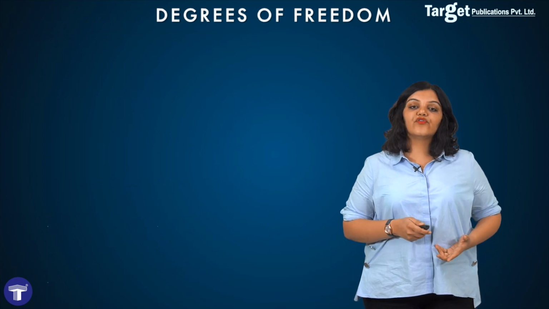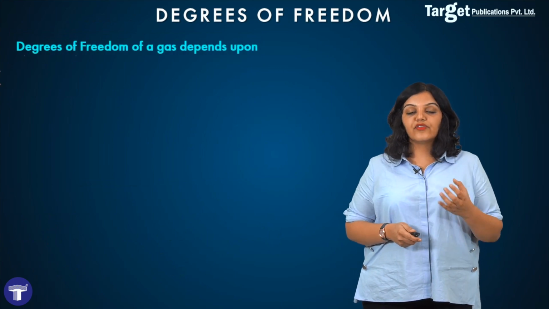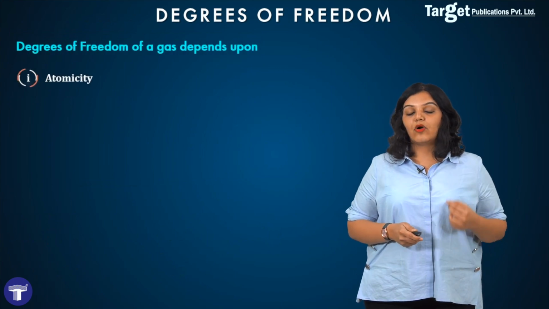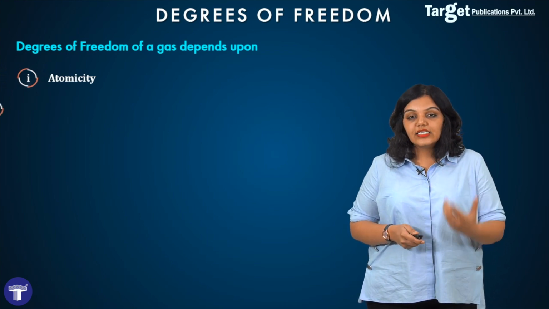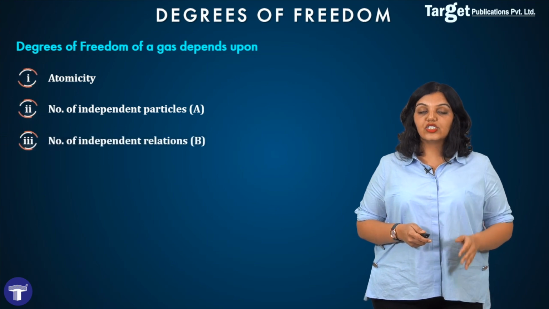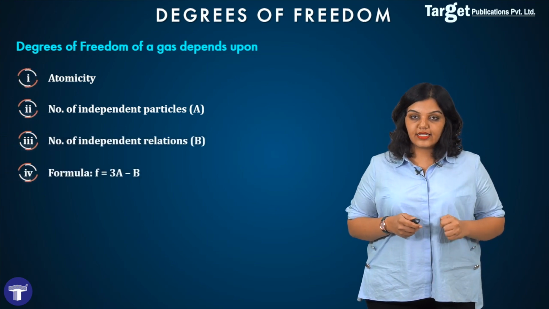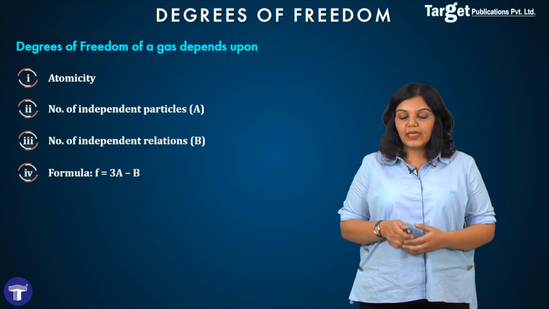So what do the degrees of freedom depend upon? The degrees of freedom of a gas molecule depend upon different things. For example, it depends upon the atomicity, the number of independent particles, which we call A. It depends on the number of independent relations B, and it is given by the formula F = 3A − B. Let's see what this actually means.